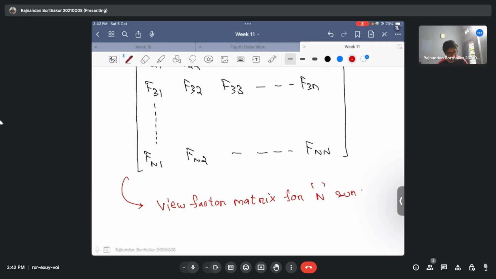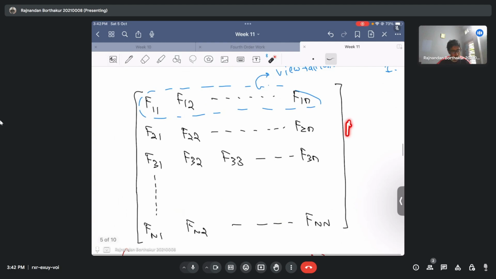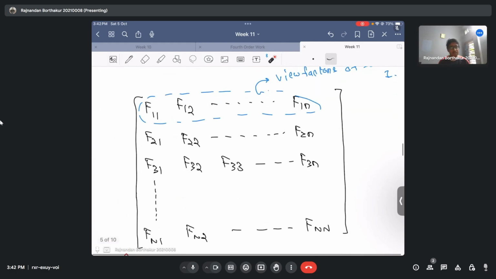And just by looking at this matrix, you can verify that there will be n squared view factors, because the product of the rows and columns is equal to n squared. Okay, now it is important to understand that. Let's now figure out how many view factors can be obtained directly using the summation rule and the reciprocity relation.